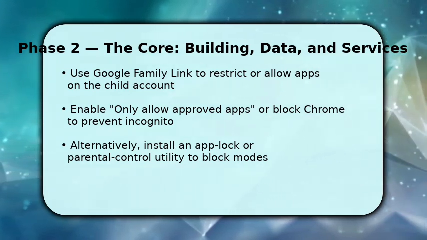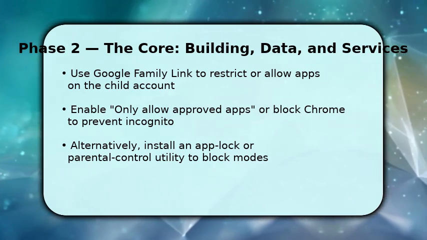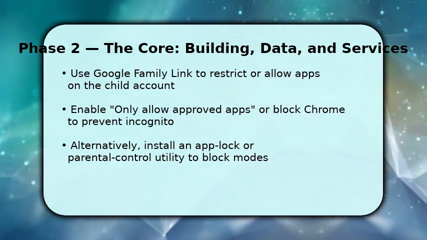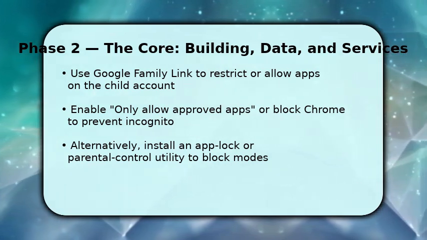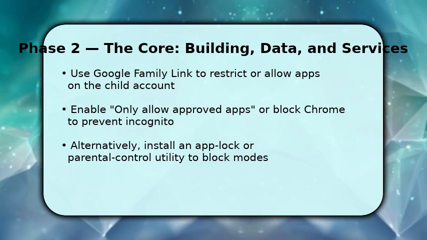If Family Link is not an option, install a reputable app lock or parental control tool and configure it to block Chrome or to require a password before opening private windows. This gives you persistent control.